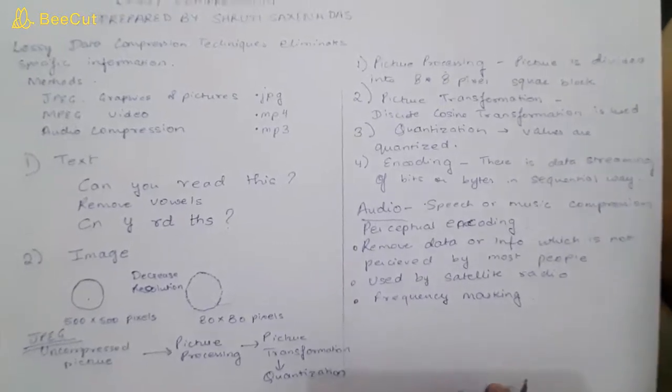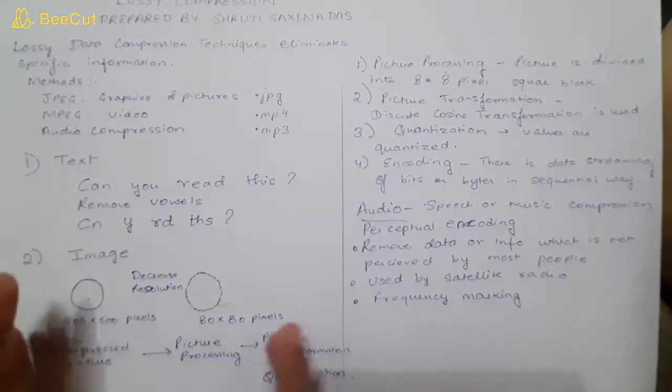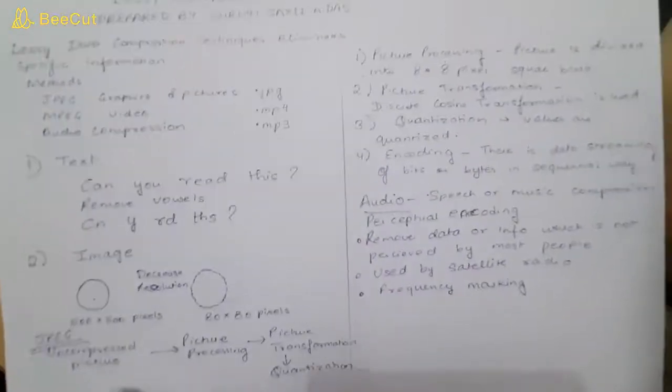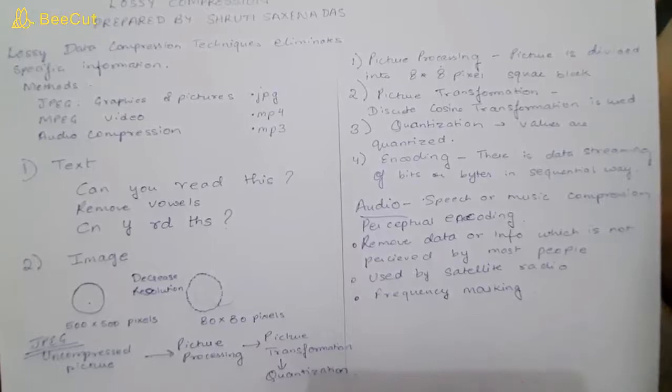Now I think you must have understood. MPG, your video compression, also uses the same method as JPG. In video you have particular frames; a video consists of a number of frames. In every frame you can use this technique of JPG. The same thing can be used. So these are the basic techniques, and all of them come under lossy data compression.